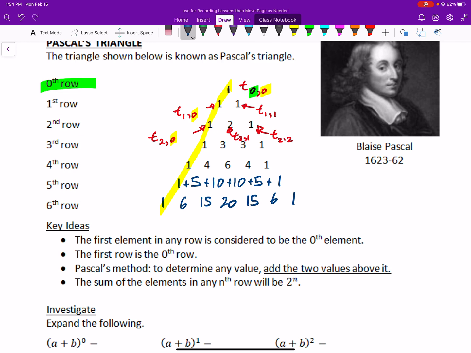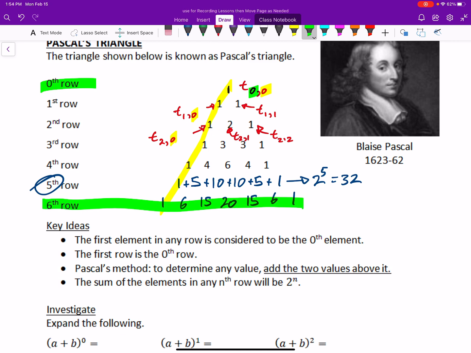But that's equal to 2 to the n. n is the row number. So that's going to be equal to 2 to the 5. 2 to the 5 equals 32. So I know what the sum of any row is just by doing 2 to that exponent. So that lets me know that the sum of all the numbers in the 6th row is going to be 2 to the 6, or 64. And you can double check that if you wish.